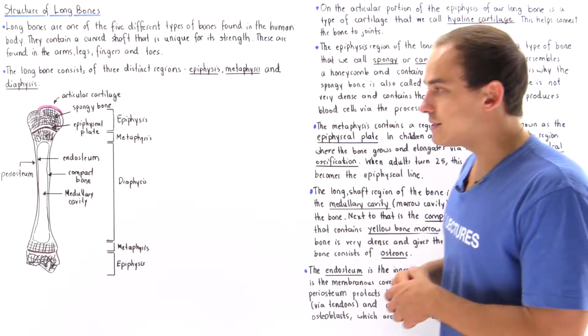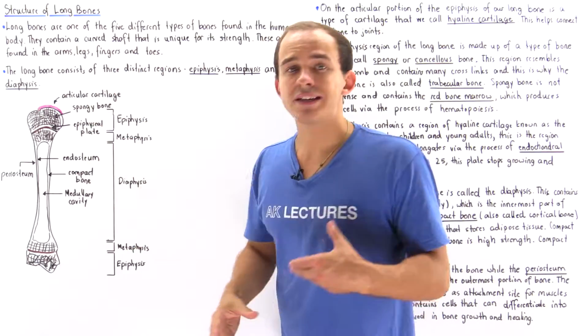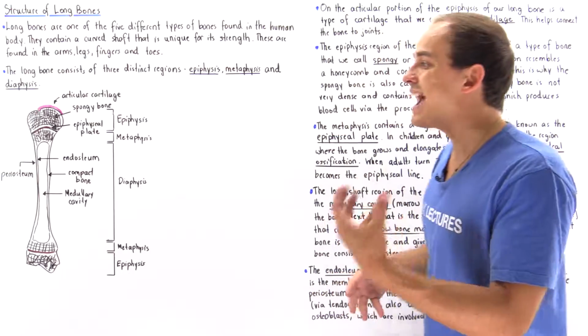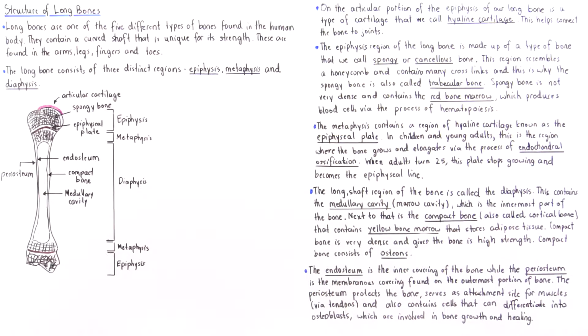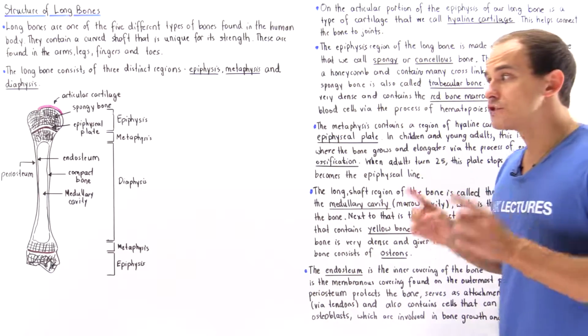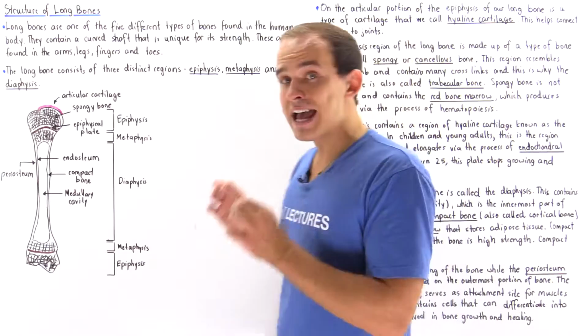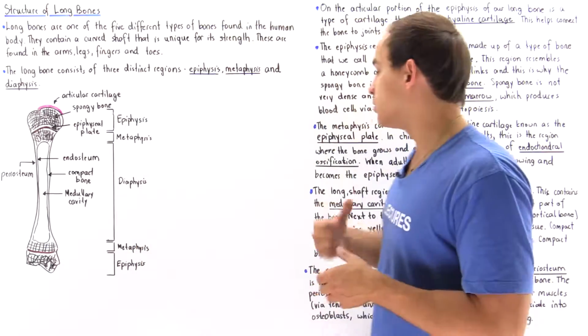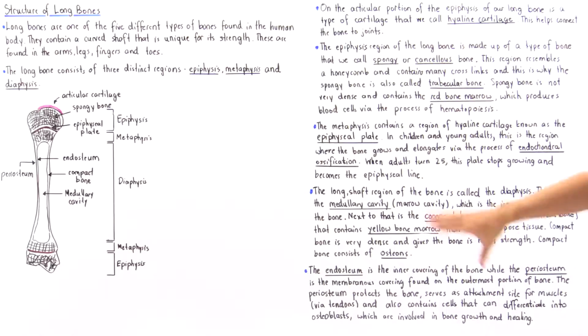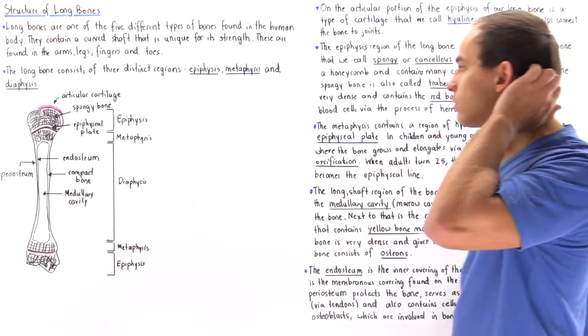Now, the periosteum covers the bone, so it is also involved in a protective function. It protects our bone, and it also serves as the attachment points for tendons that connect muscles to our bones. So this is the structure of our long bones.